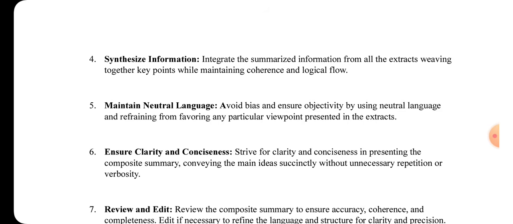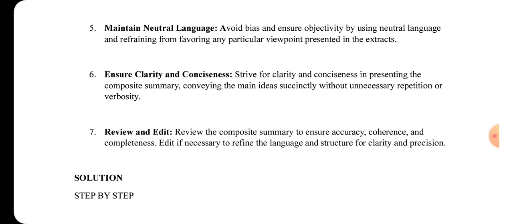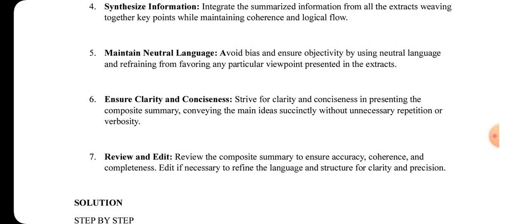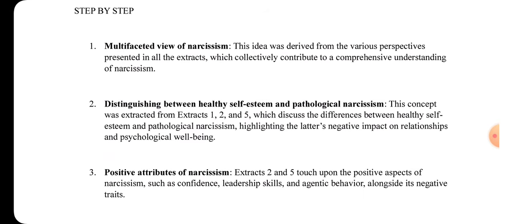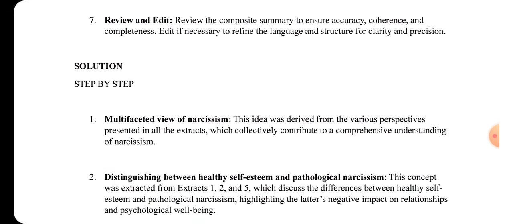Avoid bias and ensure objectivity by using neutral language, and refraining from favoring any particular viewpoint presented by the extracts. So here you have to avoid being biased, but write an objective summary. What is the extract talking about? You should do just that, but avoid being biased. And also ensure clarity and conciseness. So you must ensure that there's clarity and conciseness, and that is it. That is all about it. So let's now look at how I am going to solve my own.